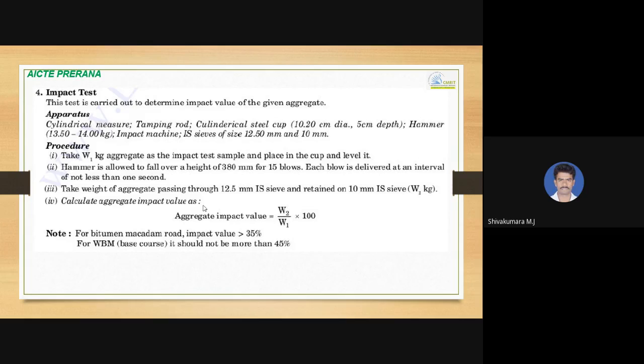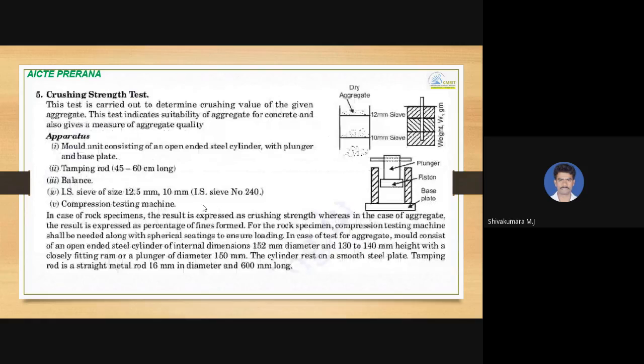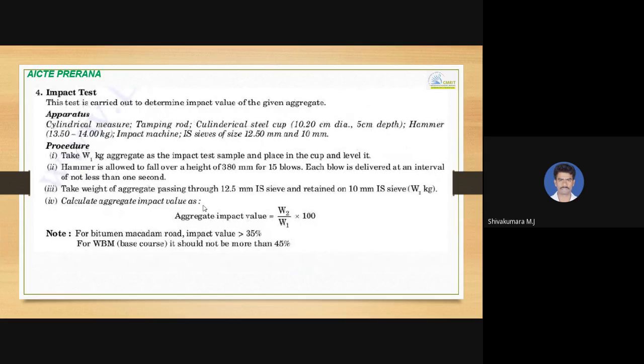For bitumen macadam roads, if the impact value is greater than 35%, it is desirable. And in case of waterbound macadam, it should not be more than 45%. For bitumen macadam, it can be between 35 to 45. For a wearing surface, it should be less than 30%.